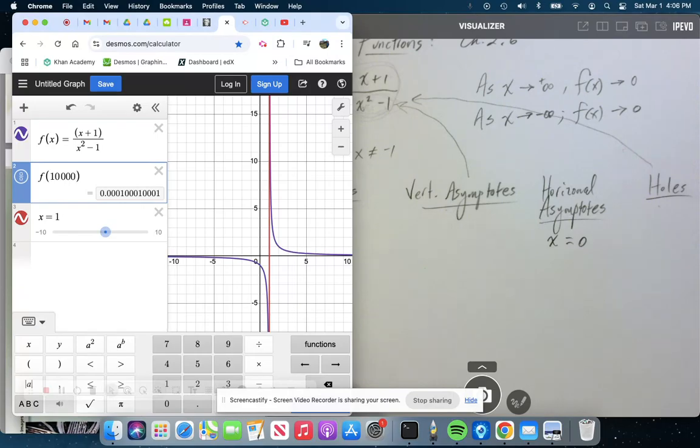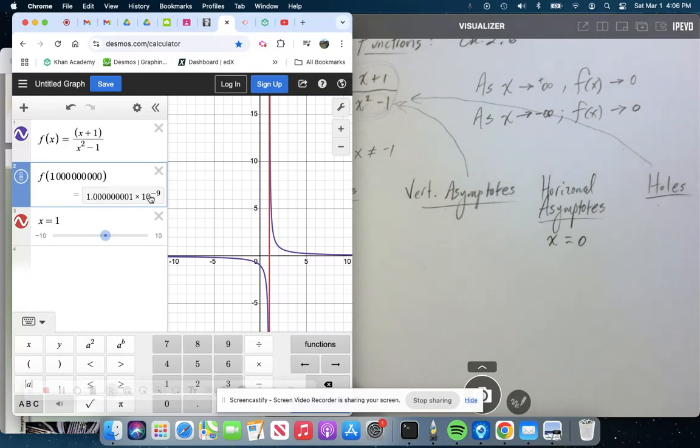So as x is getting bigger, what's happening to the value of f of x? It is getting significantly smaller, right? Now this is so close to 0 you wouldn't even be able to tell the difference on a graph, but it's still not 0. So this graph approaches the x-axis as x gets large, but never touches it.